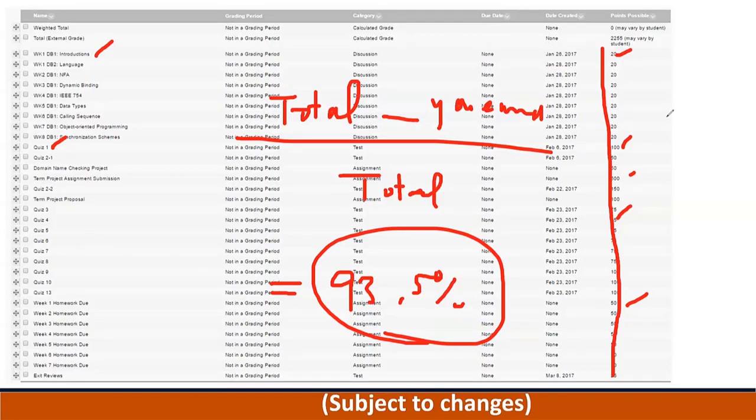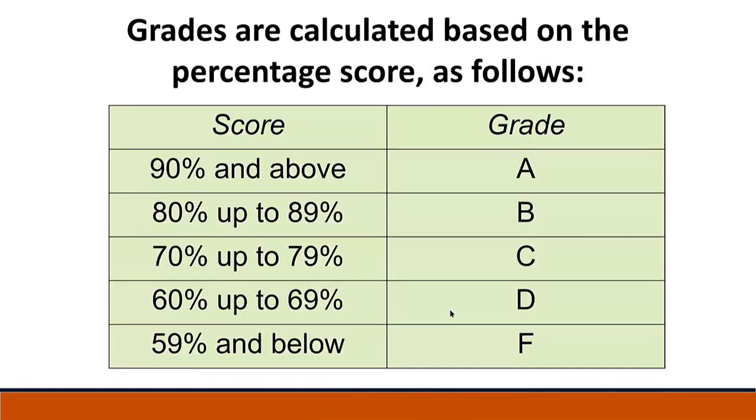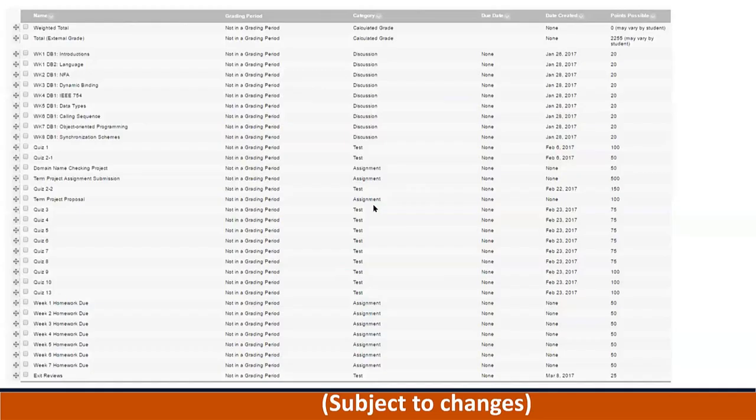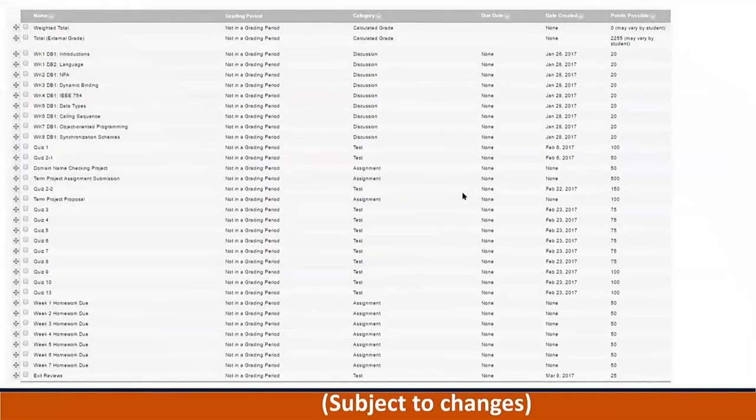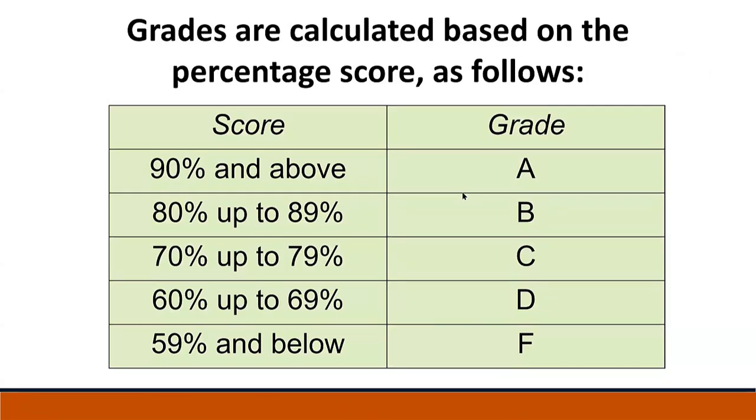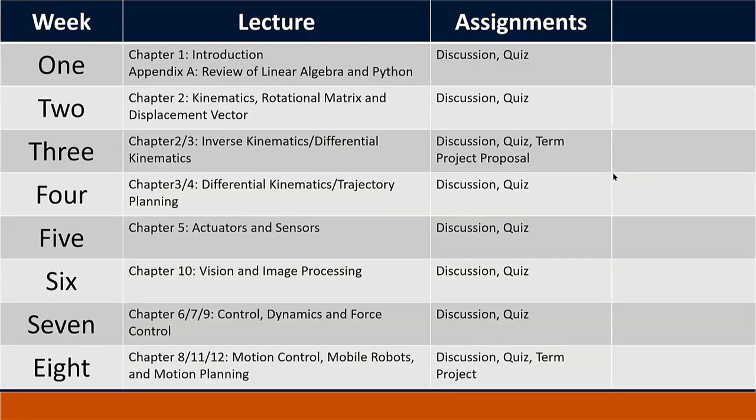As time keeps going, you will accumulate a lot of points, and then you just divide by the total points, and you will end up knowing how many points you have. You will know whether you will get an A or a B. So that's the so-called accumulated point system. Very simple, very straightforward. So there is no need to negotiate, saying, oh, I should get an A or I should get a B. You can calculate your own score.